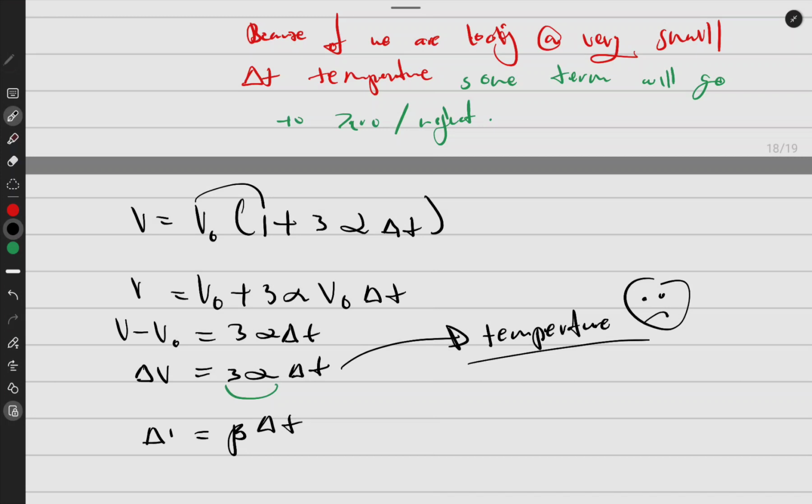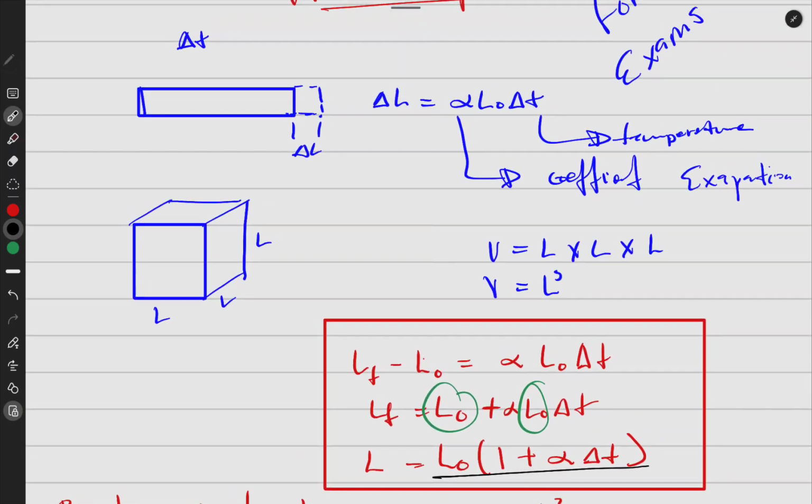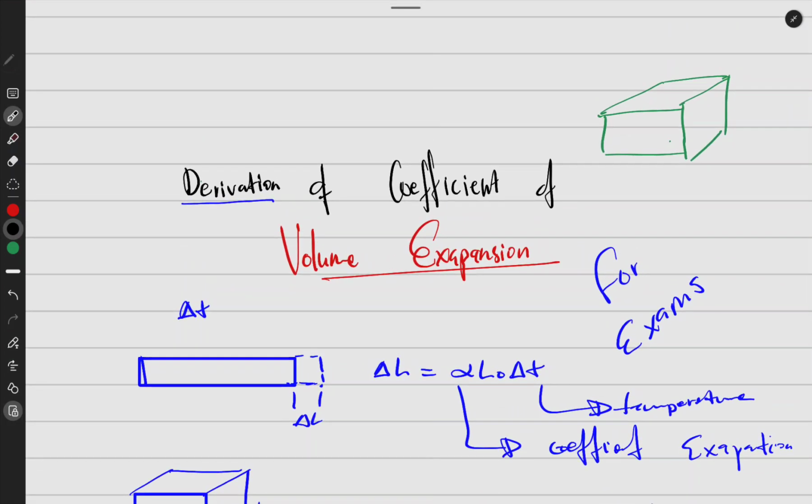So we can then change this into another constant or coefficient, which is just what we are trying to prove. So I can say here 3 alpha can be thought of as beta, which is the volumic thermal expansion coefficient. So we have derived this formula using the formula that we know, thermal expansion, the linear one. So if you're looking for derivation of coefficient of volumic expansion, you have it here.